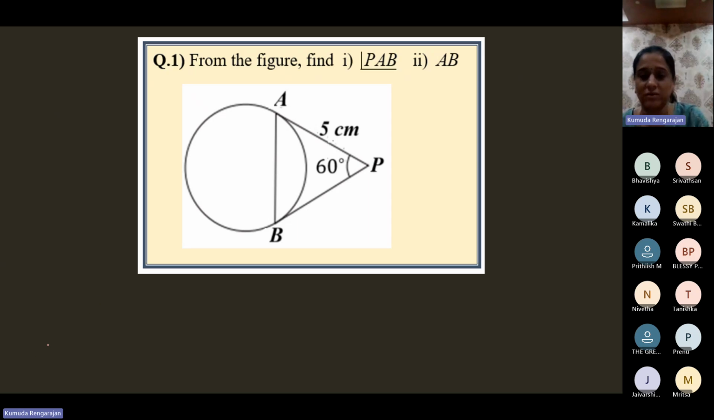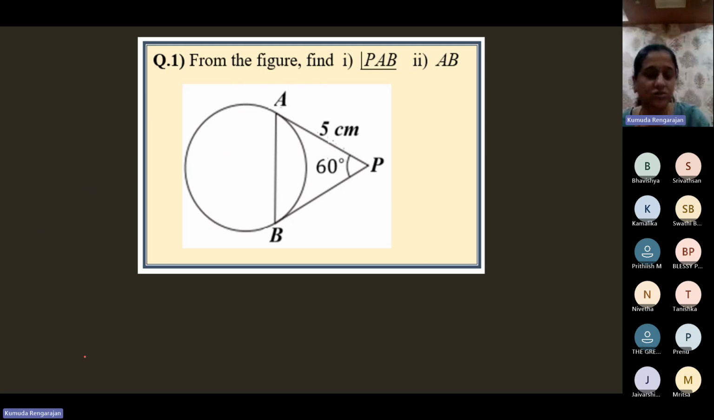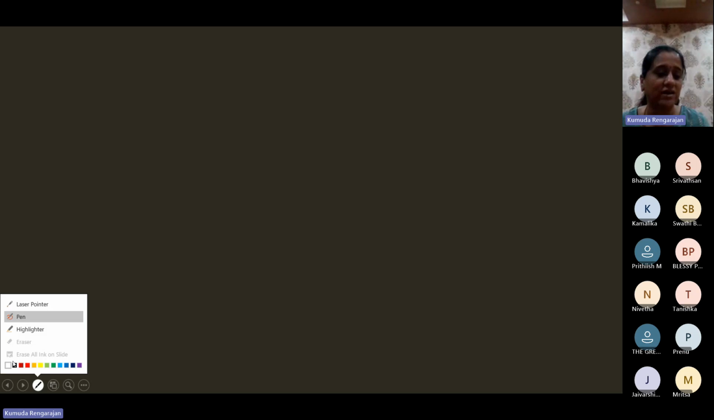Okay, so in today's class, we'll be seeing some numericals from this chapter, circles. And to handle these questions with ease, you need to recall the theorems from class 9, of the same chapter, circles, which you had in class 9. So let's see them first and then take up the questions.